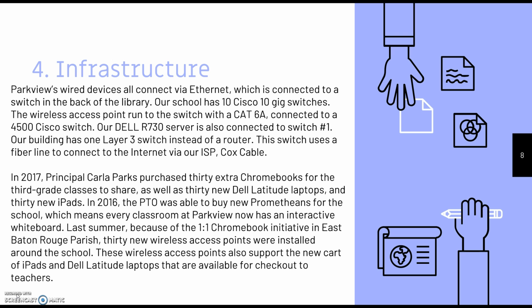In 2017, Principal Carla Parks purchased 30 extra Chromebooks for the 3rd grade classes to share, as well as 30 new Dell Latitude laptops and 30 new iPads. In 2016, the PTO was able to buy new Prometheans for the school, which means every classroom at Parkview now has an interactive whiteboard. Last summer, because of the one-to-one Chromebook initiative in East Baton Rouge Parish, 30 new wireless access points were installed around the school. These wireless access points also support the new cart of iPads and Dell Latitude laptops that are available to check out for the teachers.